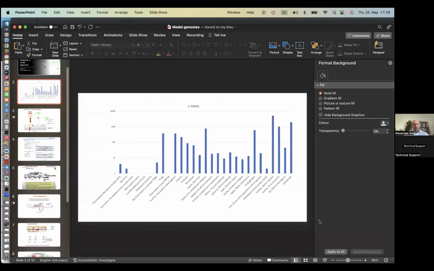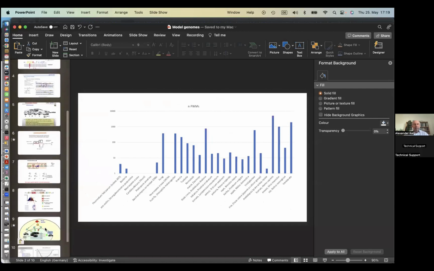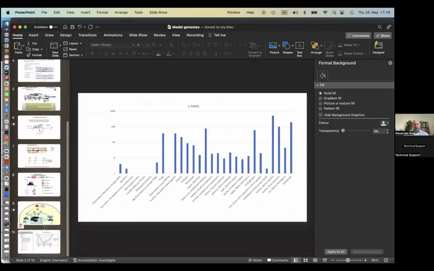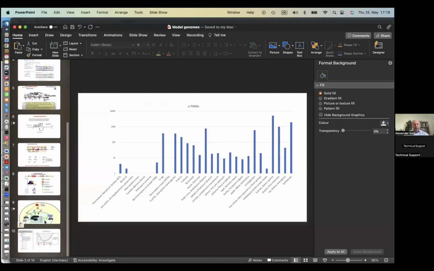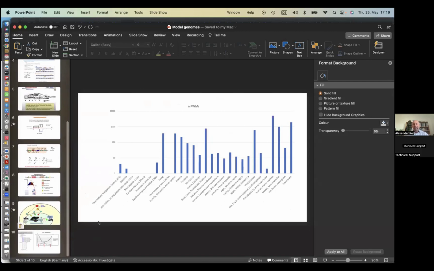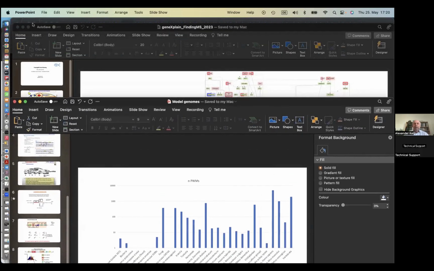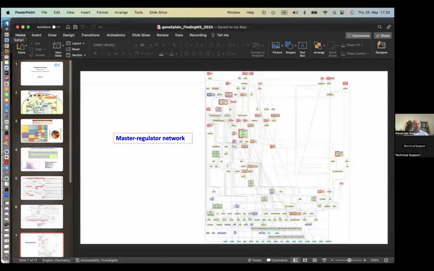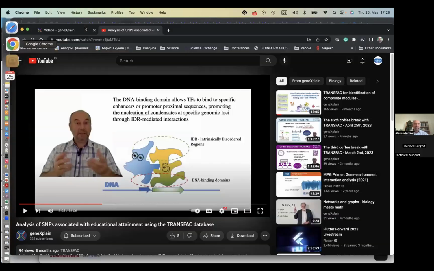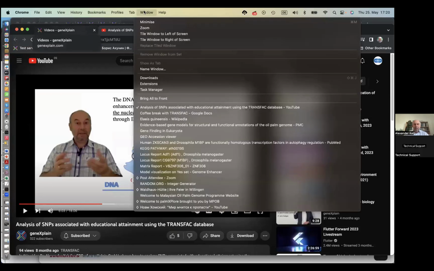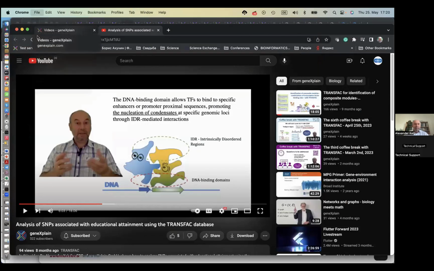All right, so that's about it. Other pictures maybe I will show later when explaining other questions, but now I will go online and show how to use TRANSFAC for different species. For that, we will go to our website.